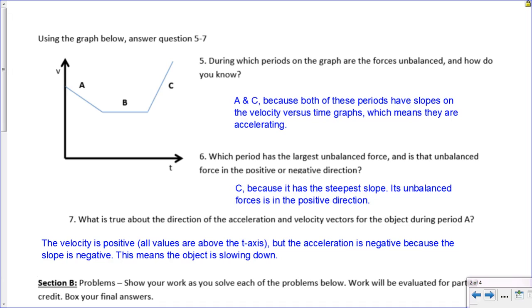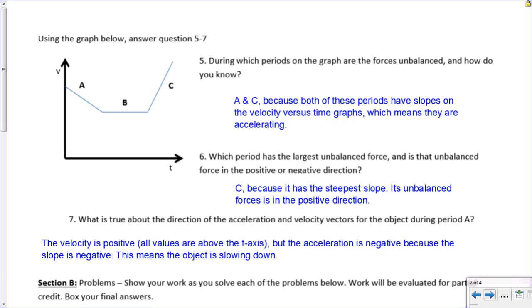On to page 2 here. We have a few questions about this graph. The first thing to notice, anytime you're looking at a graph, you need to figure out what sort of graph it is. This is a velocity versus time graph. Question number 5 asks, during which periods of the graph are the forces unbalanced and how do you know? I've got the answer here.